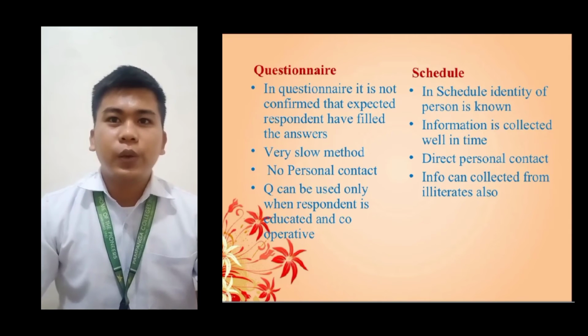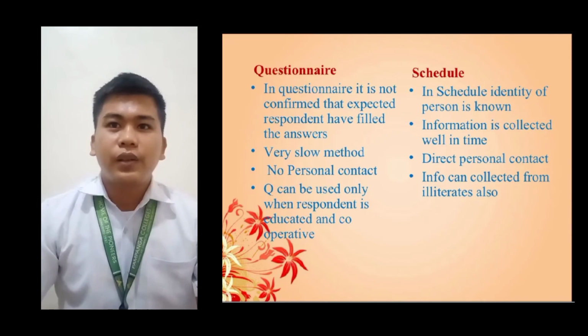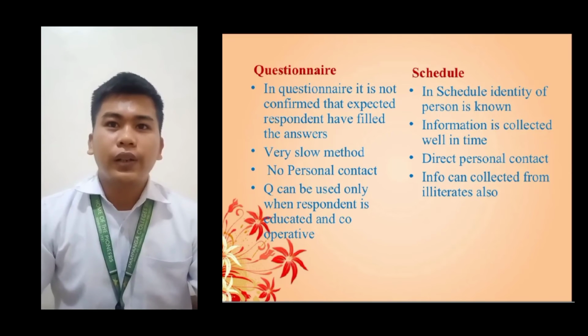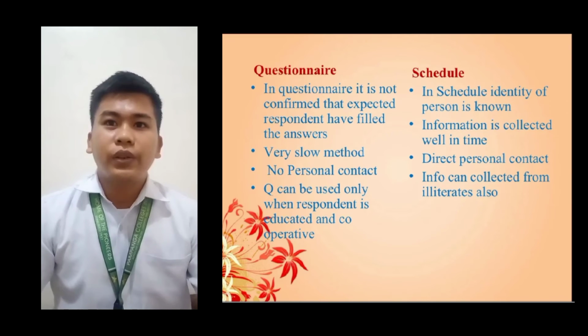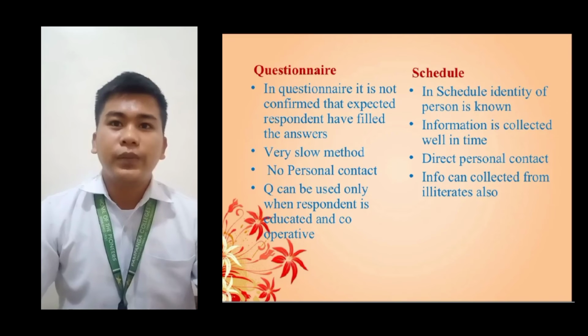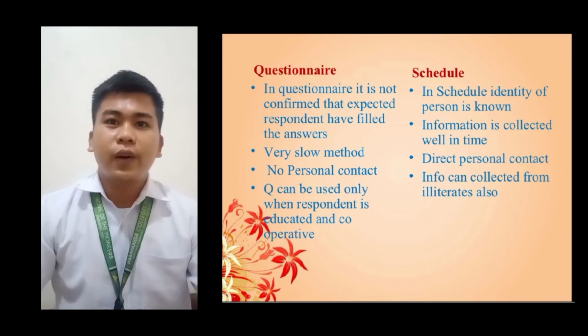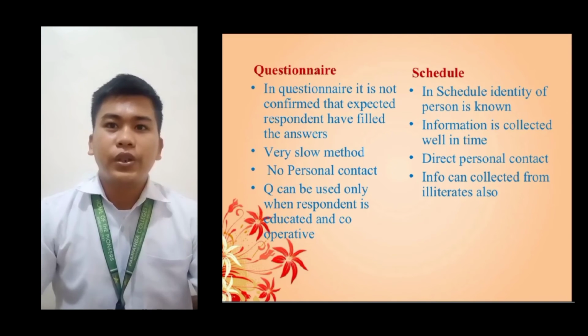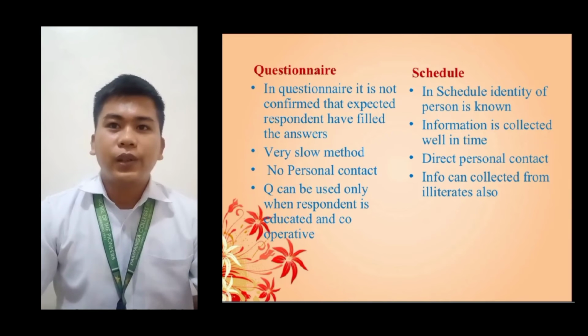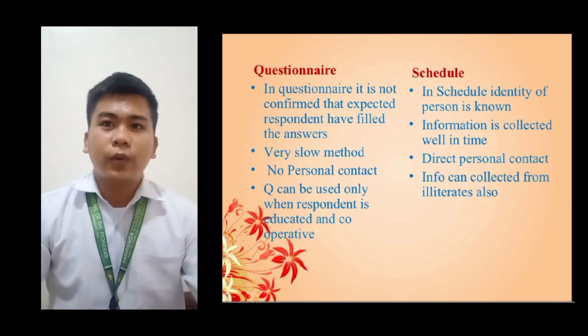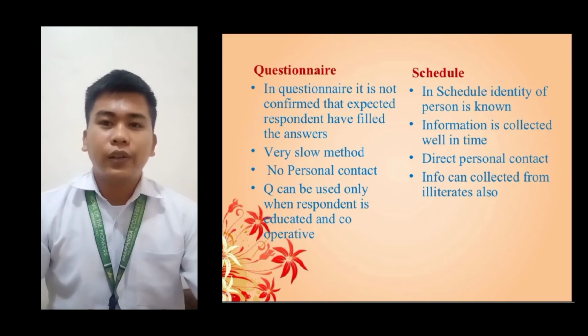Questionnaire is a very slow method. In schedule, information is collected well in time. In questionnaire, there is no person contact, while in schedule there is direct person contact. A questionnaire can be used only when the respondent is educated and cooperative, while with a schedule, information can be collected from illiterate people also.